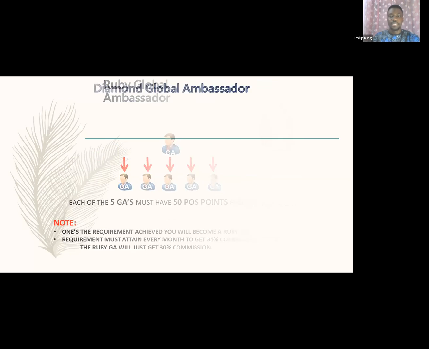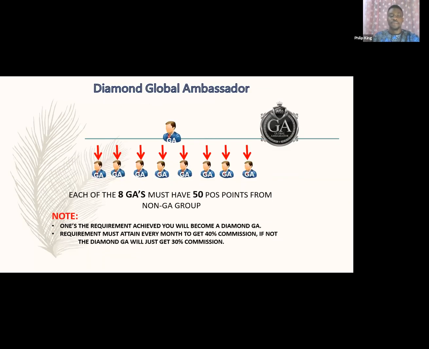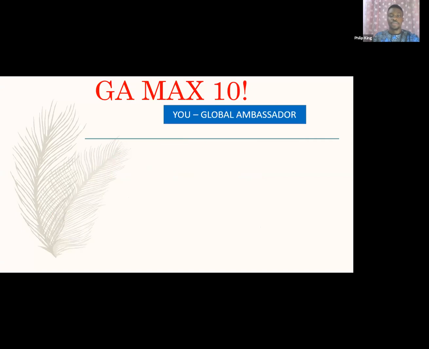Okay, so that's for the Ruby Global Ambassador. This is for the Diamond Global Ambassador. For the Diamond Global, you need 8 of your directs. At least they should be accumulating 50 points each on those points.